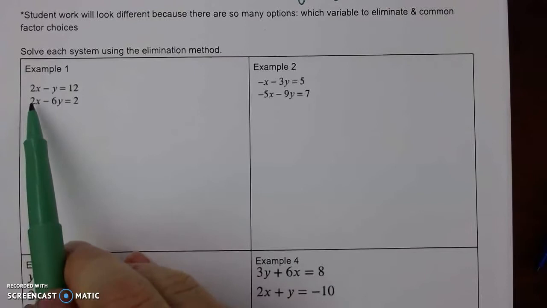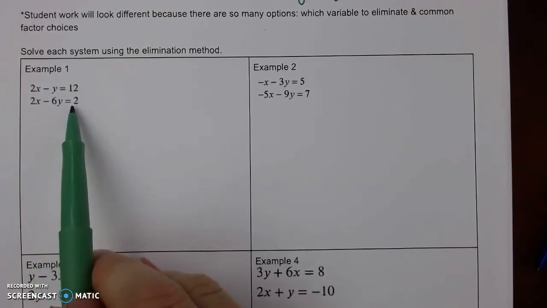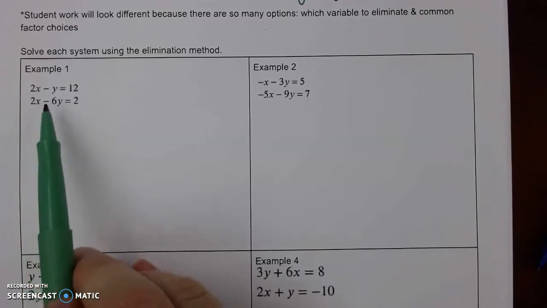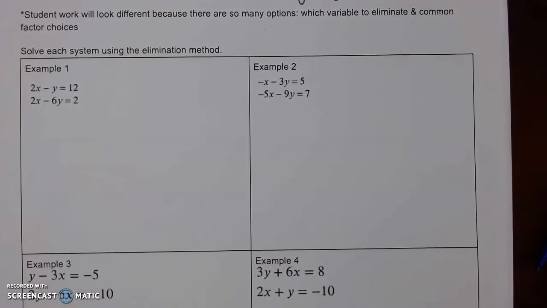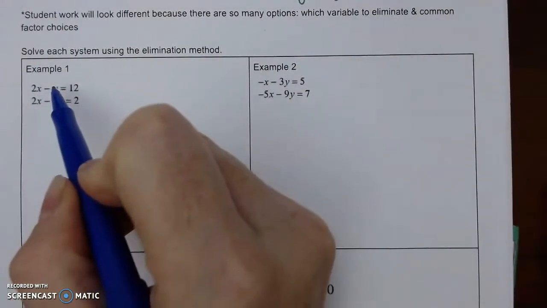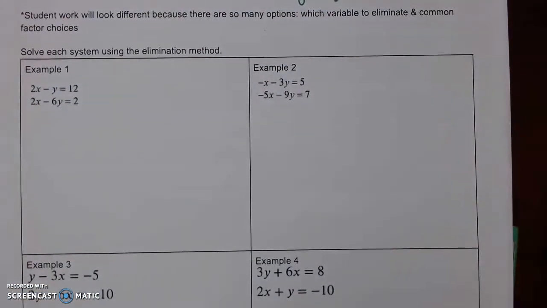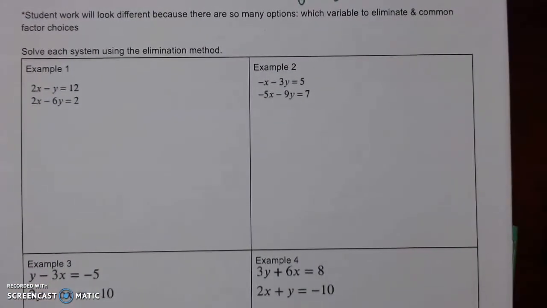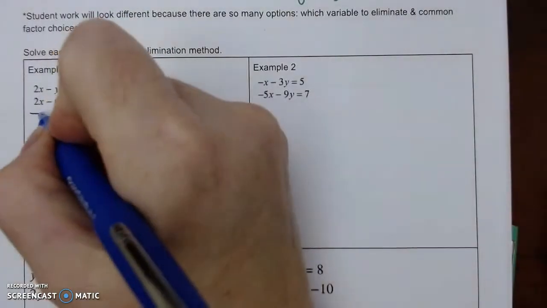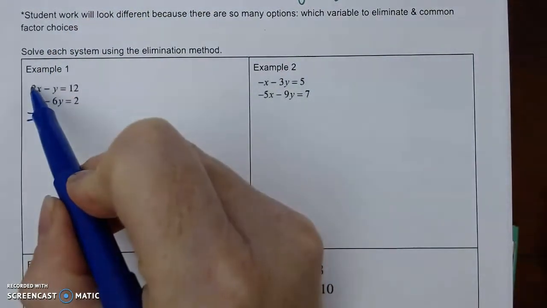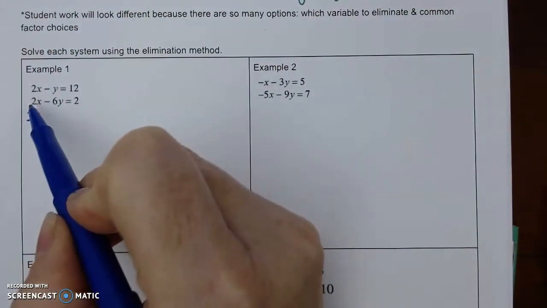If I look at 2x minus y equals 12, 2x minus 6y equals 2, you want your letters on the same side, so we're not going to move anything. You want them lined up because we're going to be adding them together. You get to pick if you want x to eliminate or y. They're both equally difficult. I'm just going to pick x. Now I've got 2 and 2, and I need a number that they both go into.